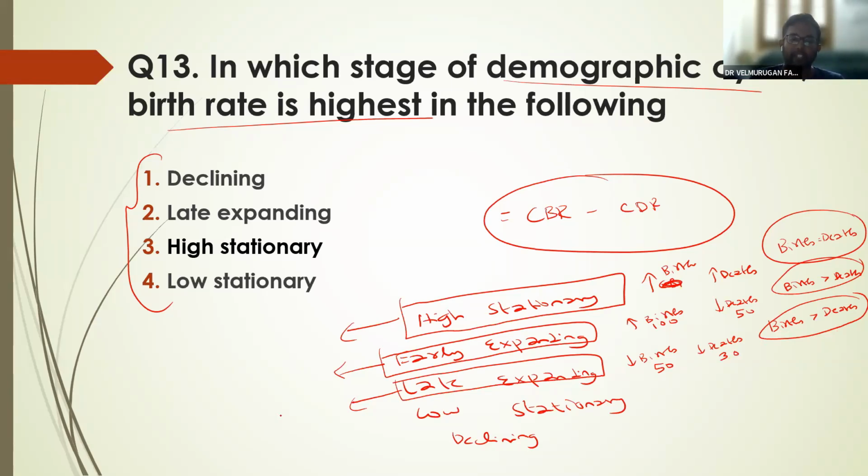So India is in which stage? India is in the late expanding stage. Then low stationary. Low stationary means for some countries like Australia we can take, or some other country like France, where the births and deaths are very low. 10 births, 10 deaths. So birth is equal to death.